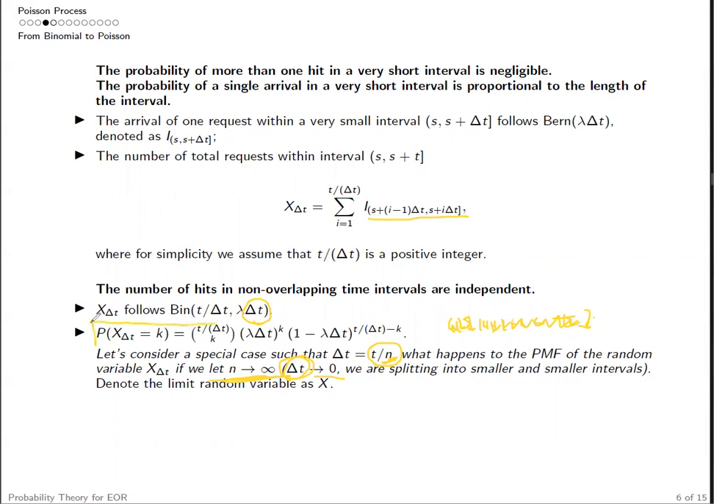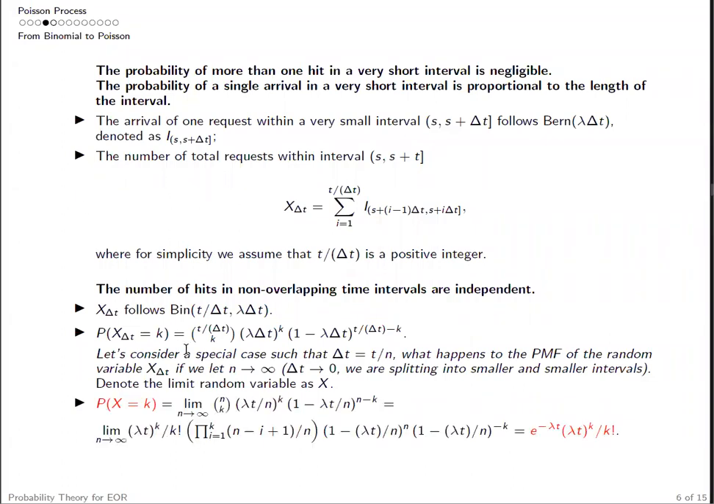The question is, what happens in such cases? If this delta t goes to 0, then what happens to this PMF? Is it still a well-defined PMF? Okay, let's consider this limit, right? Let's denote X as the limit random variable. And the probability of X equal to k equals the limit. Here we consider the special case that delta t is equal to t over n, and we let n go to infinity. Okay, so we are choosing a smaller and smaller time interval here.